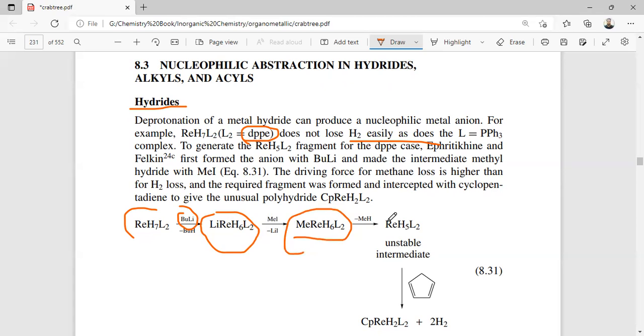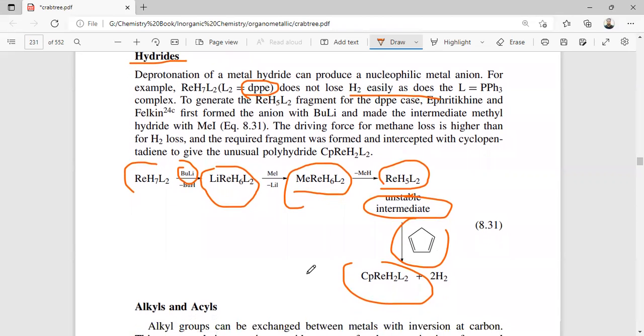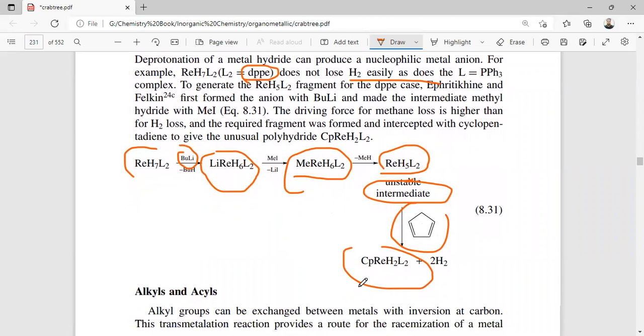Then methane is reductively eliminated from this intermediate to form this ReH5L2, which is a very unstable intermediate. As soon as it is formed, it reacts with Cp to form this CpReH2L2, the final product. So that is why the rhenium hydride is abstracted by the butyllithium to form a methane molecule and this final product.